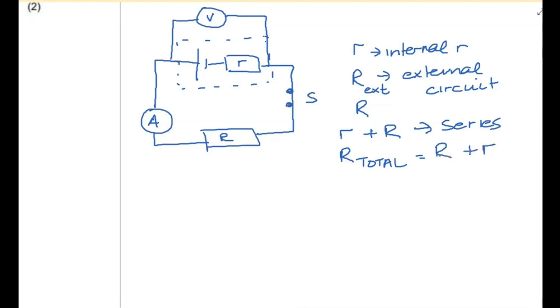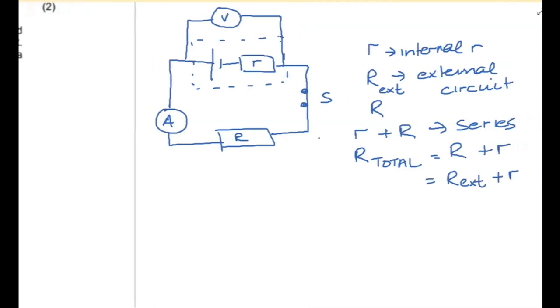So that's for the IEB, it will just be R plus R. For the DBE, you've got REXT plus R, is basically what you're looking at is your total resistance. So that's the first thing to understand. The second thing is what are the words that we use now that are different from the other circuit.